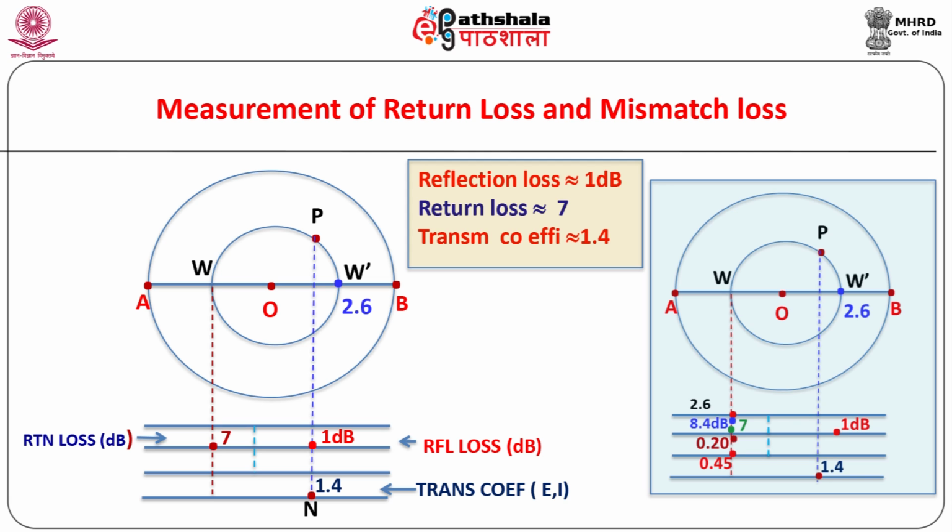Step number 7, mismatch loss or reflection loss. Note the readings, approximately 1 dB, at the point N2 on the upper side of the second scale, where this perpendicular line intersects the horizontal scales to measure the reflection loss marked with RFL loss in dB.